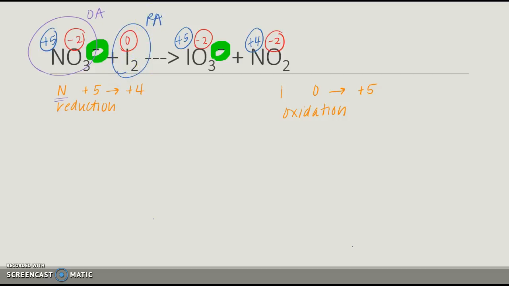Okay, so let's write out our half reactions. So this is how you should have separated them out.